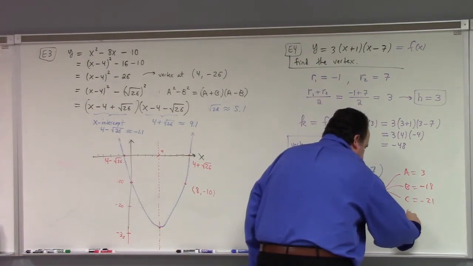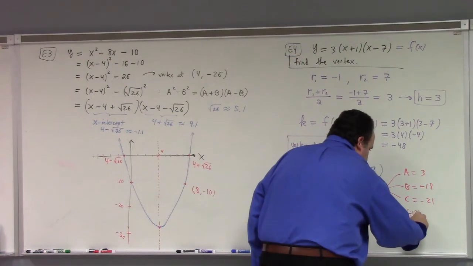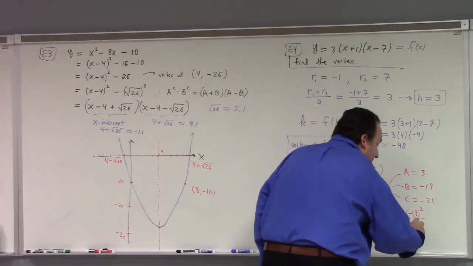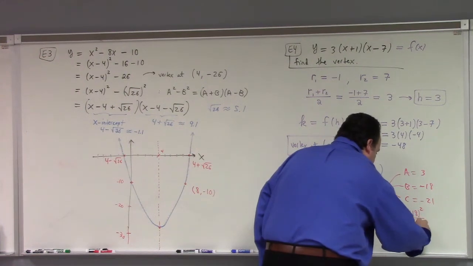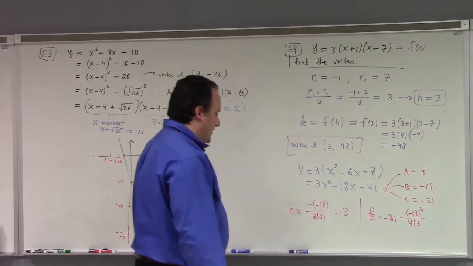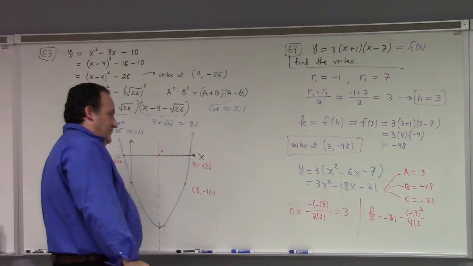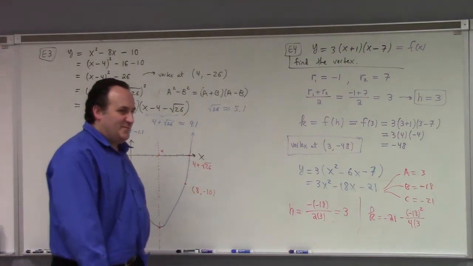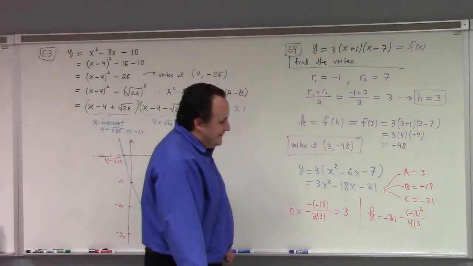minus b squared. Oh, 18. I got to square minus 18. It's kind of big. I left my calculator at home today, so I'm in trouble. Over 4 times 3. I'm relatively certain that number works out to 27. I'm just kind of working backwards from my other answer.